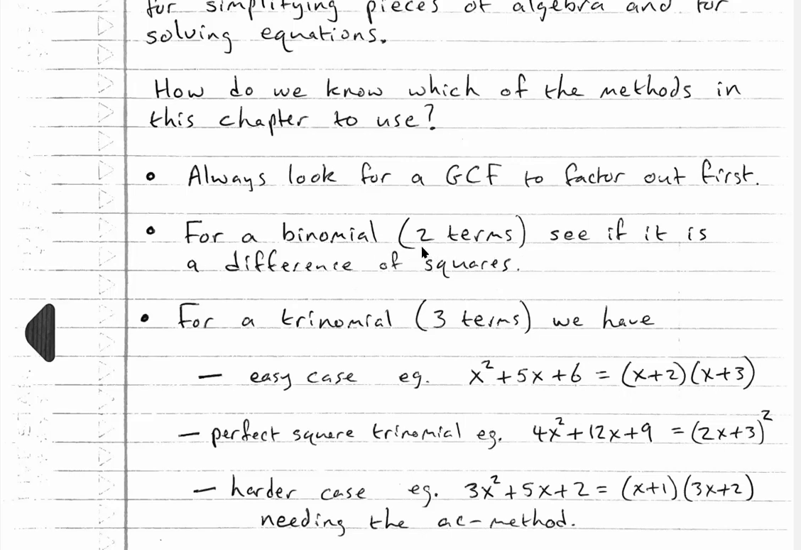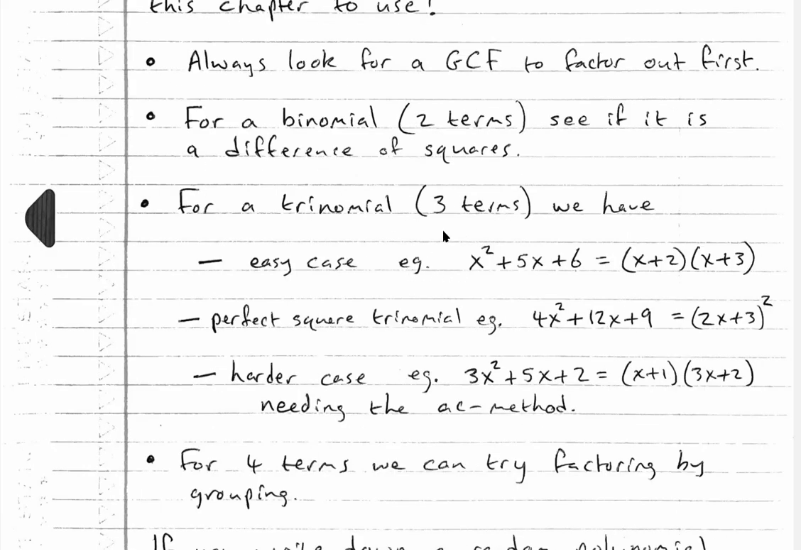And if you have a binomial, 2 terms, then really the only method we have for 2 terms is a difference of squares. So see if you can recognize a difference of squares. But most of the time we're factoring things with 3 terms, trinomials.